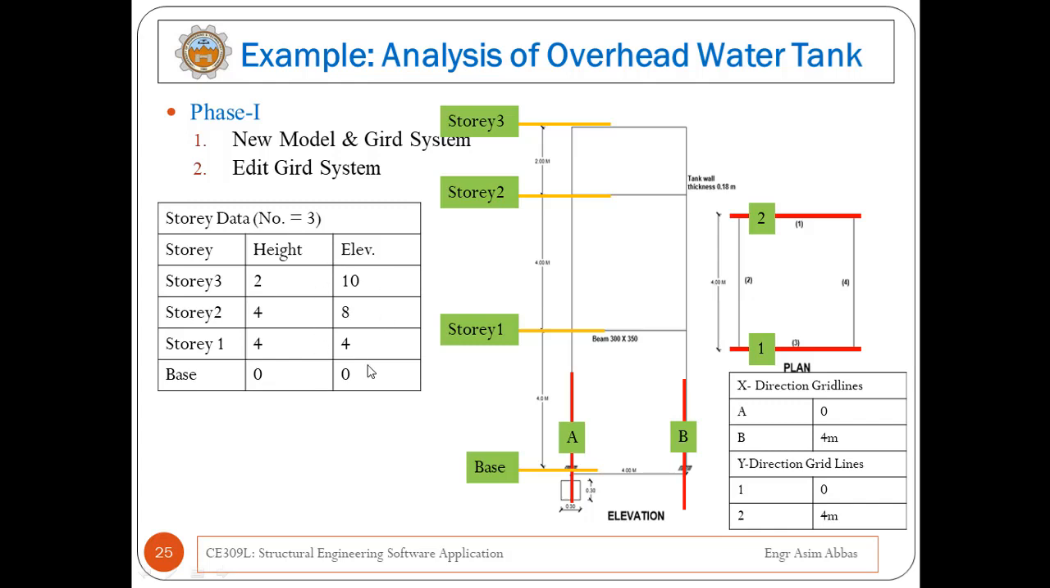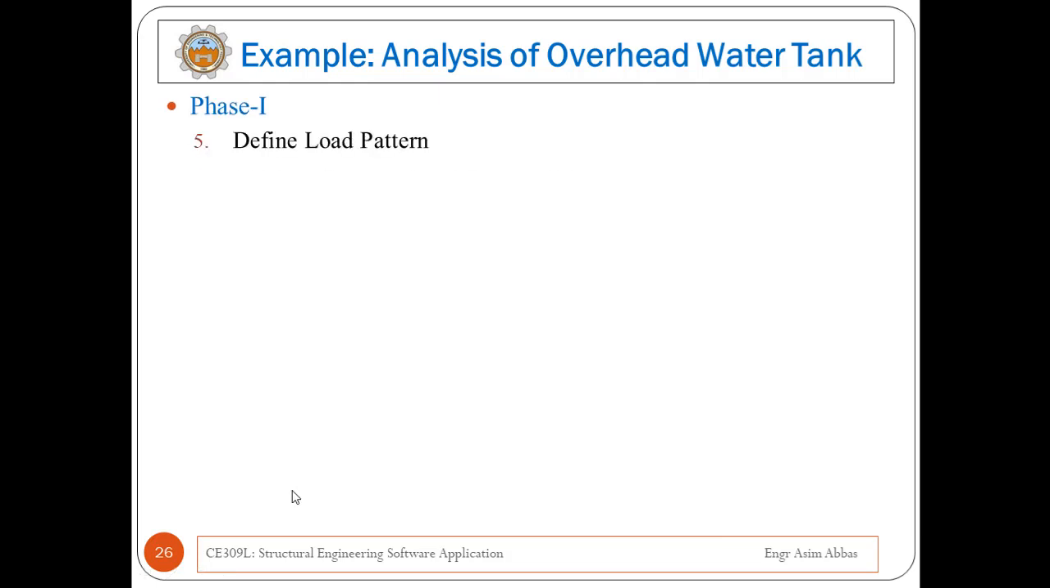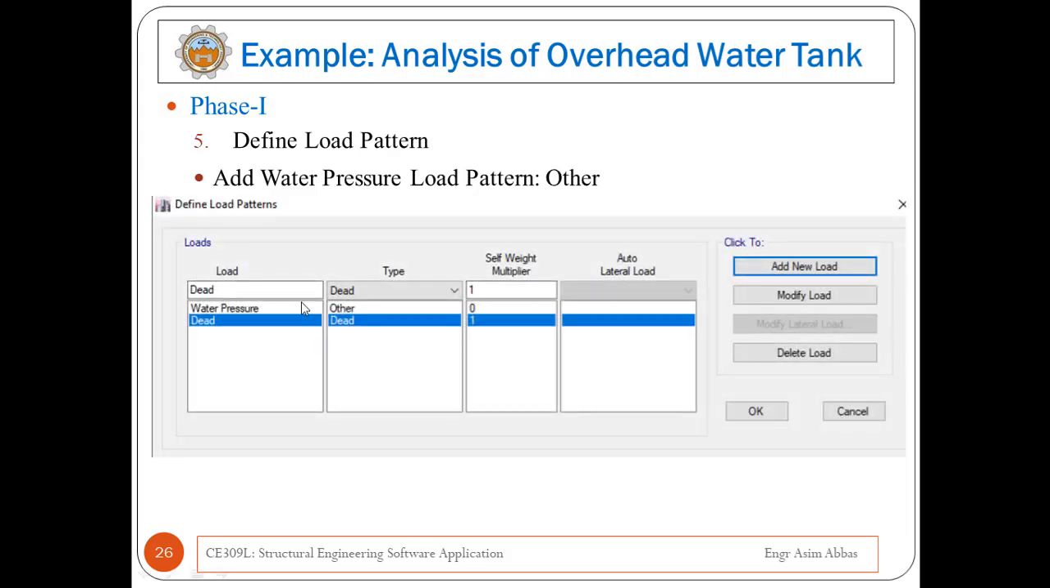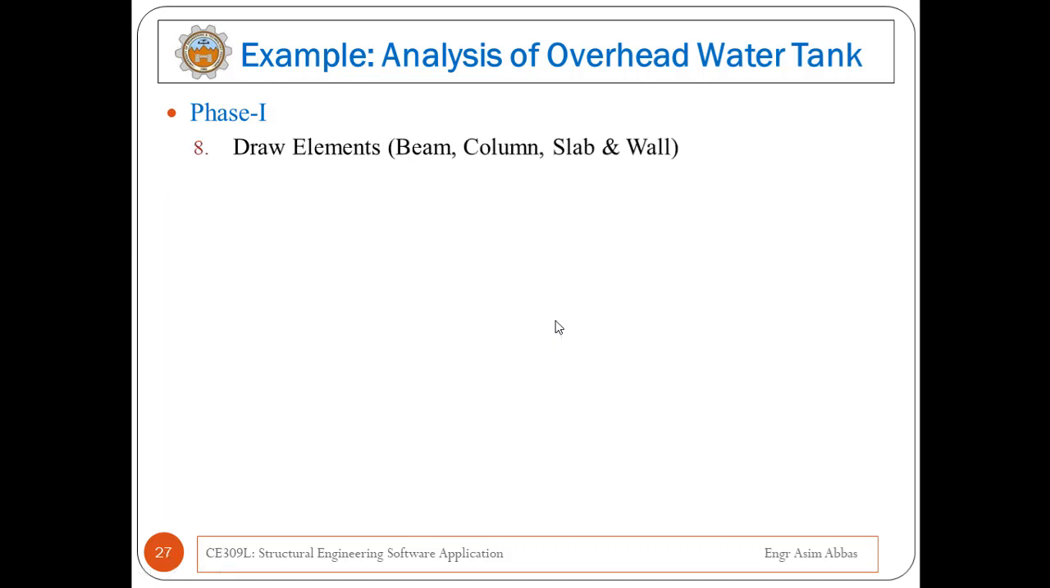Okay, once the grid system is developed, the next step is to define materials, then define different sections including beam, column, slab and wall. For slab and wall, use shell thin type. Then define load pattern. So we'll define a load pattern for the water pressure load. From here we will choose Other for water pressure in load pattern type, and the self weight multiplier for that will be equal to 0. Then define load cases and load combinations if any.